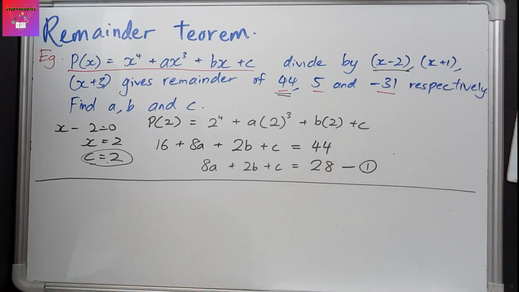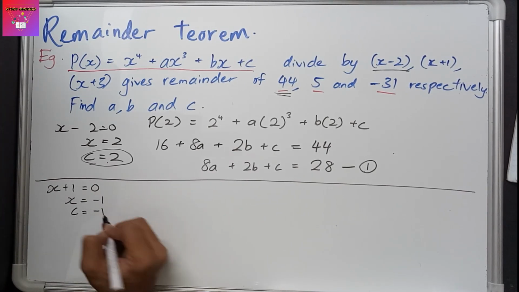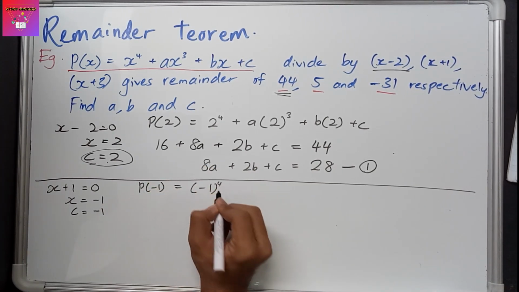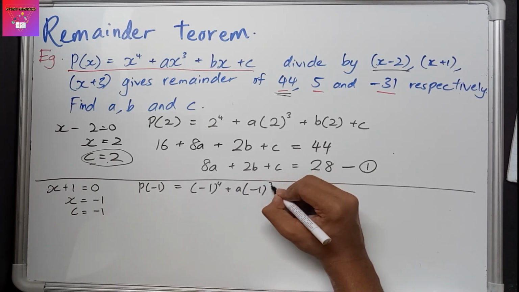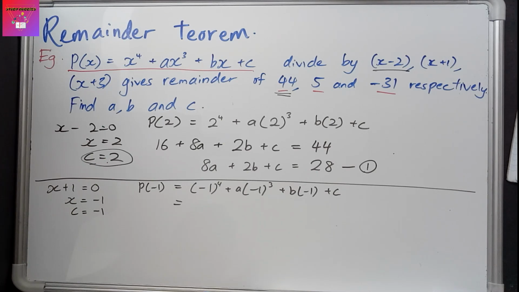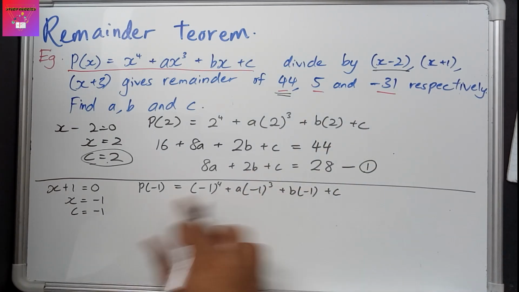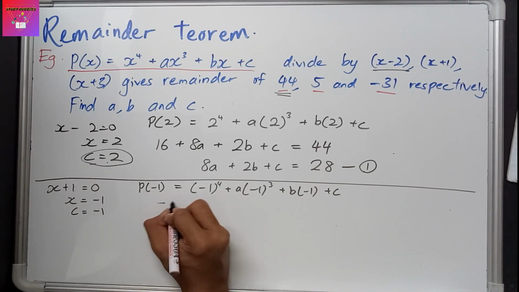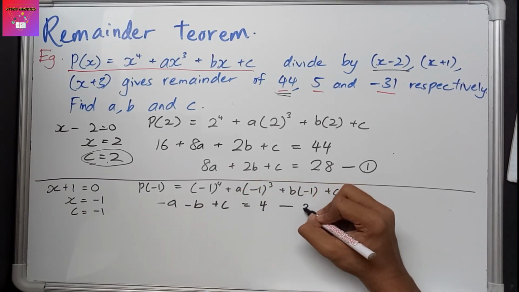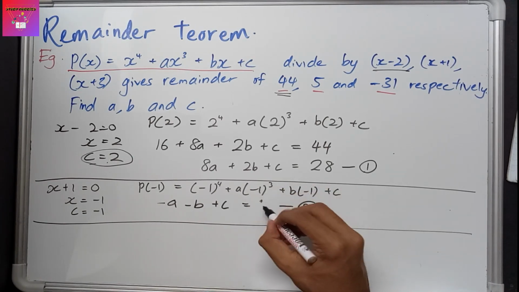So now let's move to the second one. So for x plus 1, the c value is going to be negative 1. So now I'm going to just substitute negative 1 inside the polynomial equation. After solving this, I'm going to get an answer of positive 5. So therefore, if I bring this to the left hand side, the answer is going to be negative a minus b plus c equals 4. Okay, and now 5, no, 4.